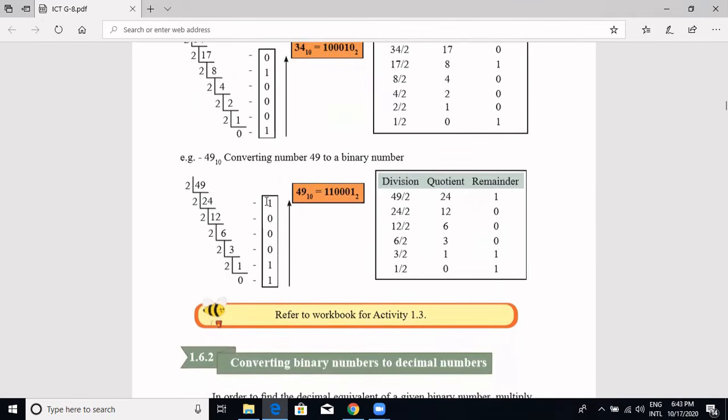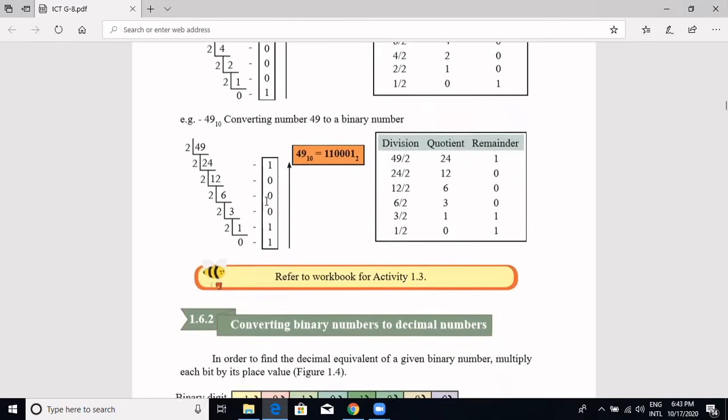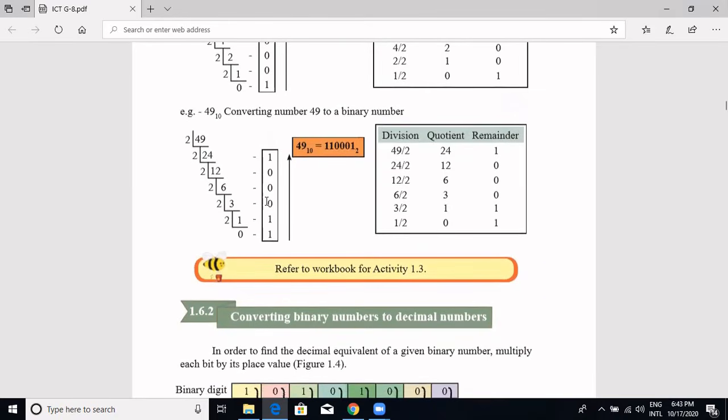Okay, we'll go for 49 as well. So 49, it's an odd number. If you divide by 2, there is a remainder. So the quotient is 24. 24 again divide by 2. Quotient is 12, no remainders. Again 12 you divide by 2, you get quotient 6, no remainders. 6 you divide by 2, the quotient is 3, no remainders.